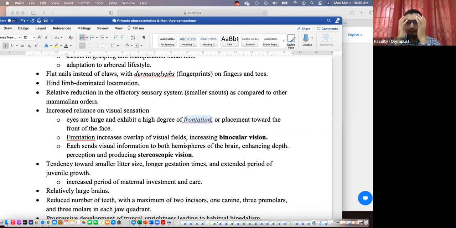Plus, what is the benefit of having eyes in the front? Do you know the reason behind it? What is the benefit of having eyes in the front? Okay, we can see depth.